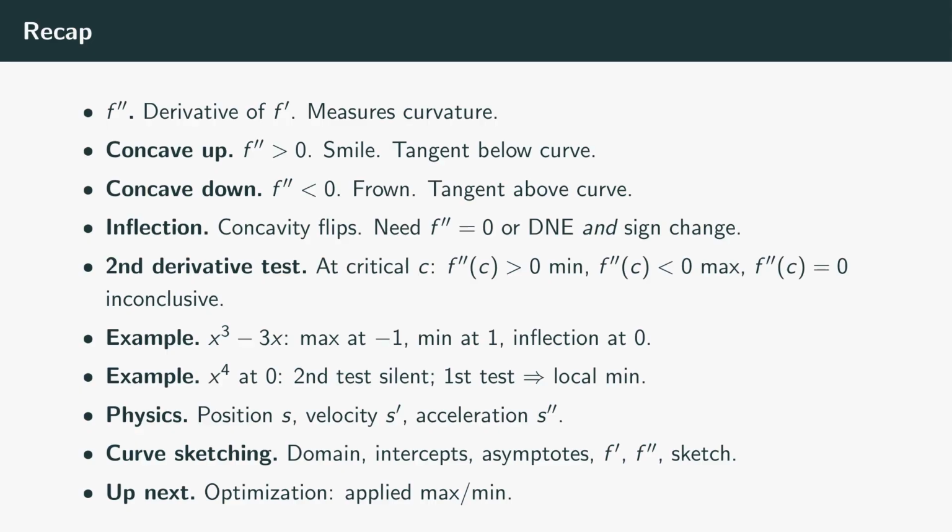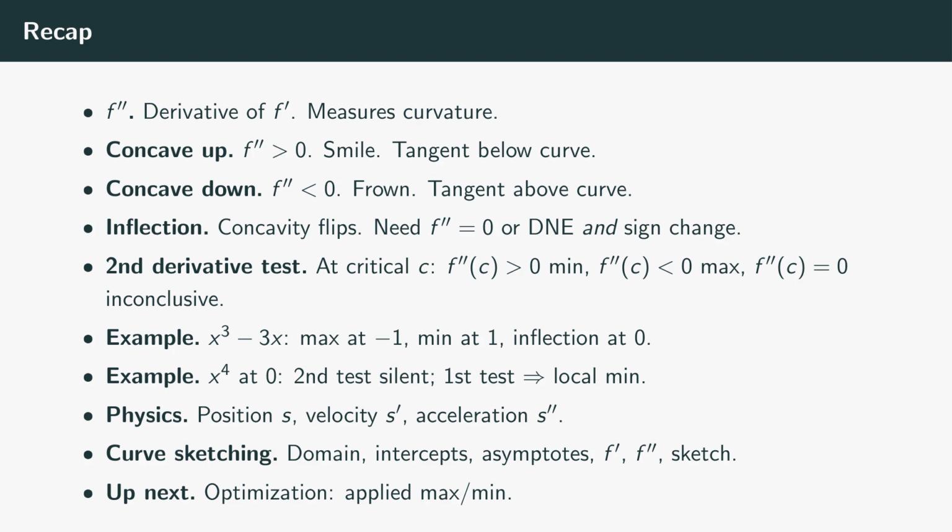Where we landed. The second derivative f'' is just the derivative of the first derivative, and its sign tells you how the curve is bending. Positive f'', concave up, smile, tangent below the curve. Negative f'', concave down, frown, tangent above. Inflection points are places where the concavity flips. Necessary that f'' is 0 or undefined there, and necessary that the sign actually changes.